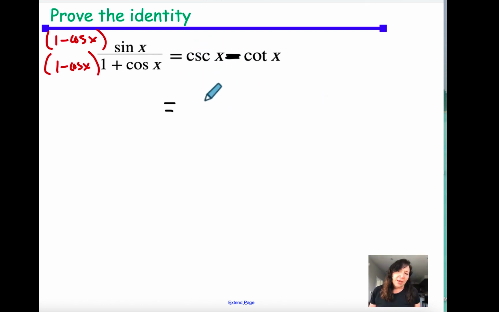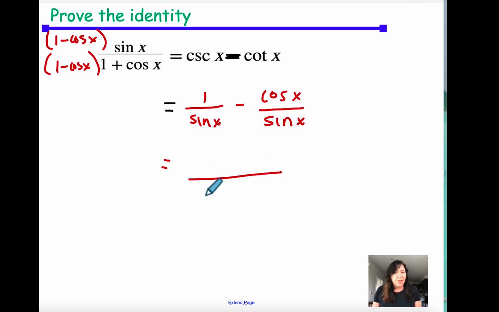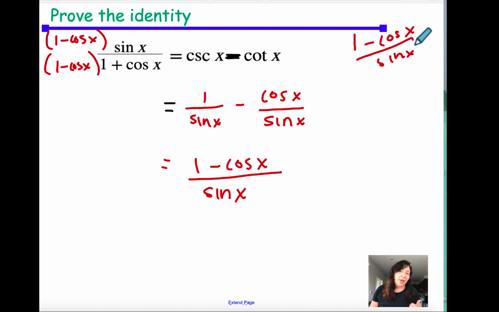So the right side is actually 1 over sine of x minus cotangent, which is cosine of x over sine of x. Oh my gosh, this is so easy. My denominators are exactly the same, so I'm going to make that sine of x, and on the top, 1 minus cosine of x. So it does look like this is equal to 1 minus cosine of x over sine of x, right? So that's where I'm going.